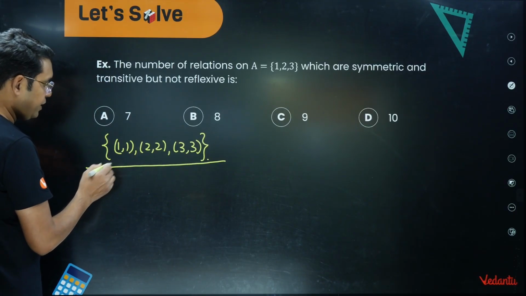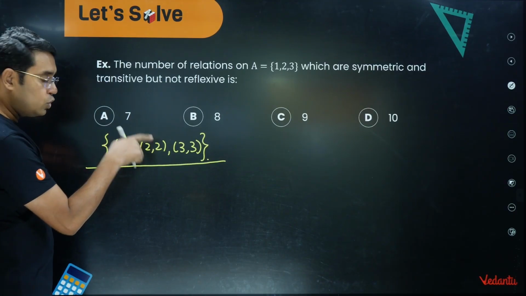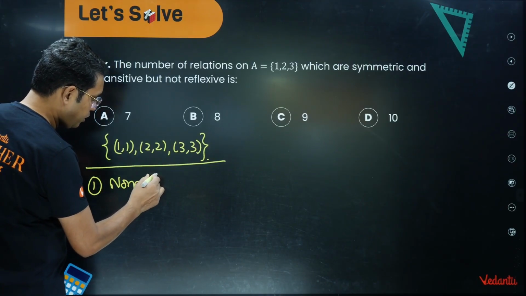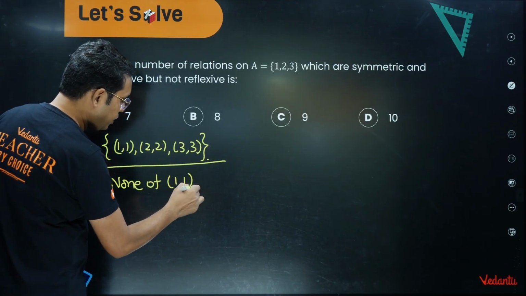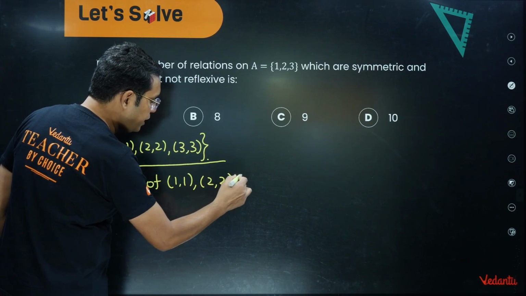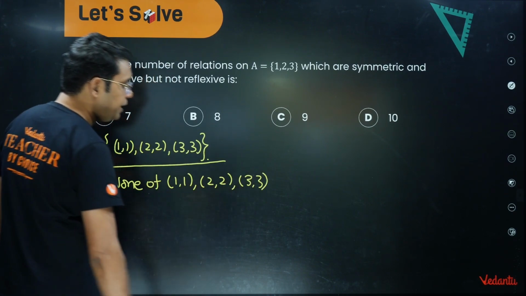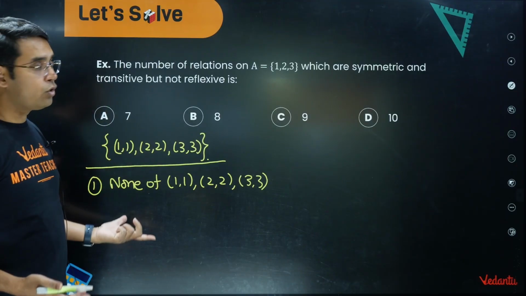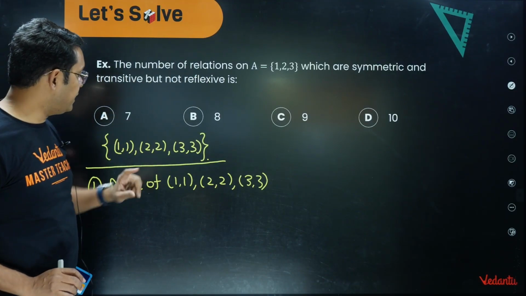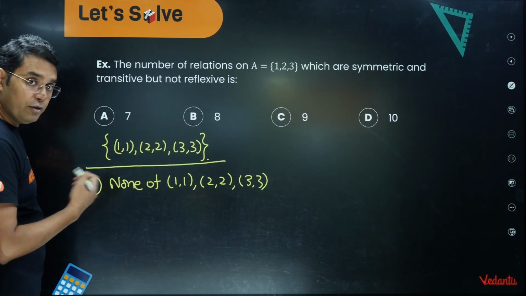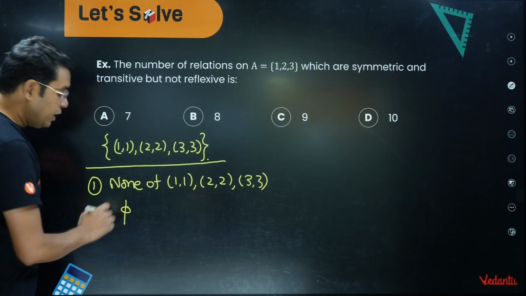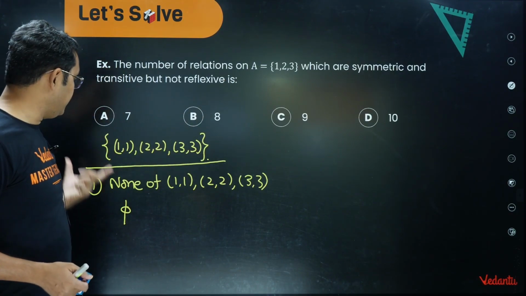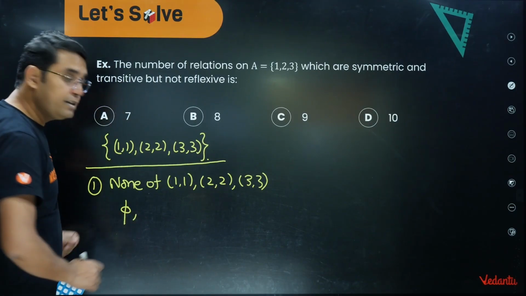Number one, none of 1,1, 2,2, 3,3 are there. Let's see if this can give us symmetric and transitive relations or not. In this case, if none of them are there, the first relation can be the null set, where no element is there, but we still call that relation symmetric and transitive. So one relation is this.